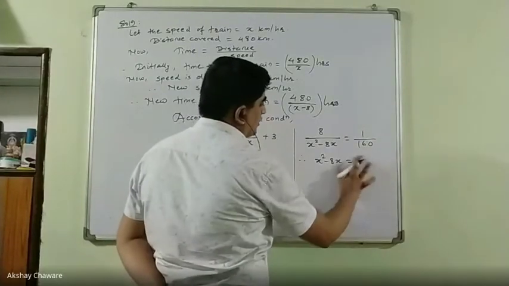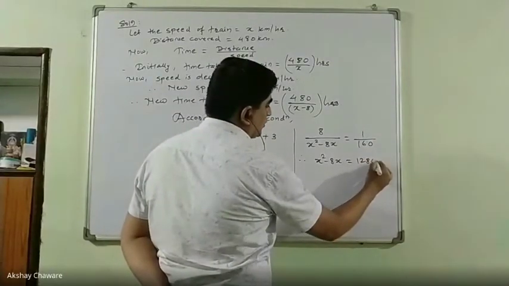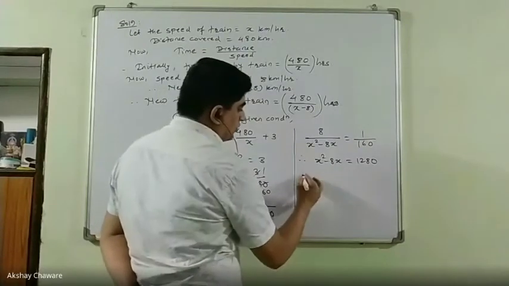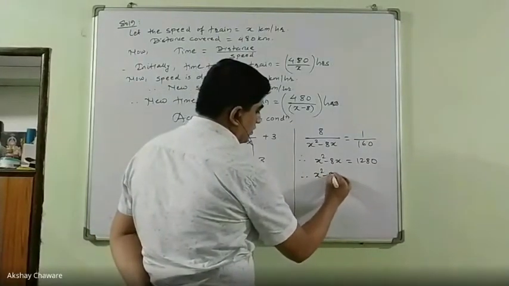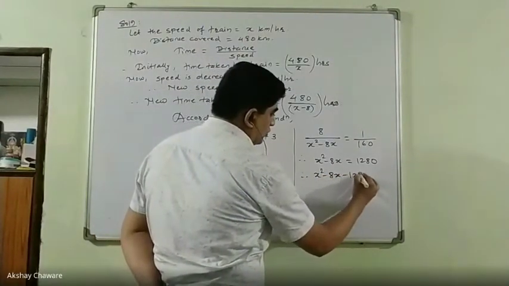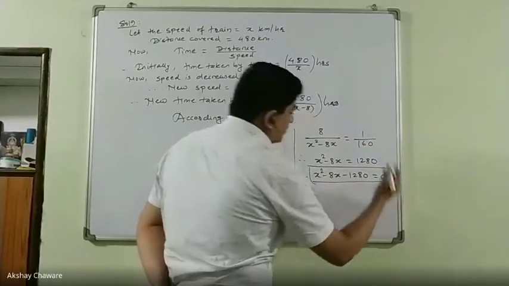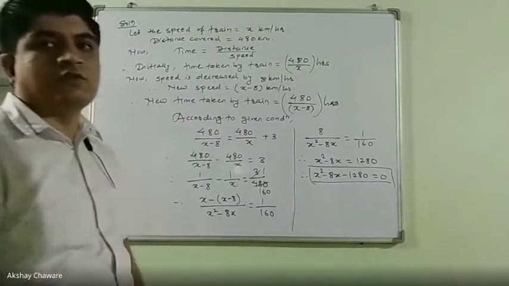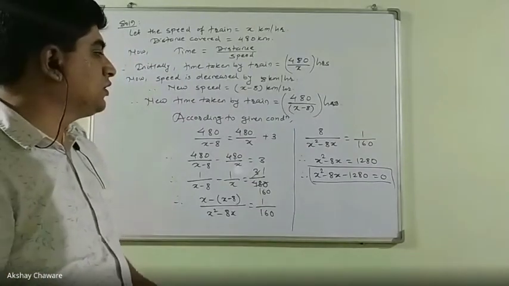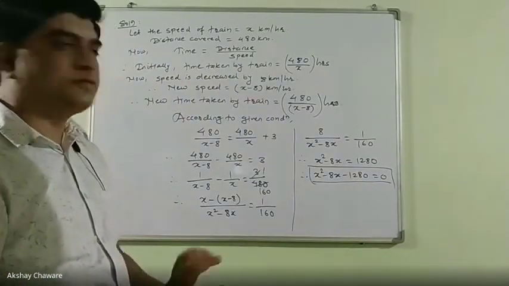No, 16 times 8 is 128, sorry. So 1280, and therefore x square minus 8x minus 1280 is equal to 0. So this is your required quadratic equation to find the speed of the train. That's it.